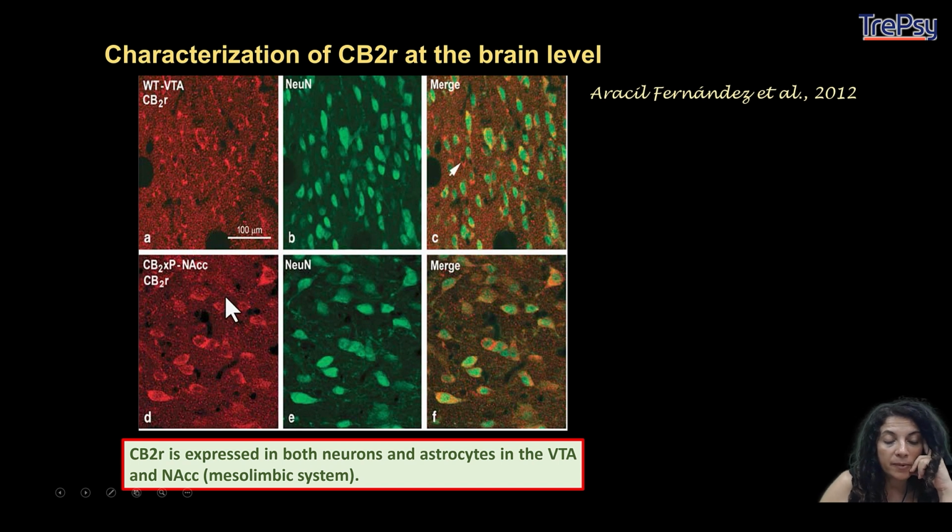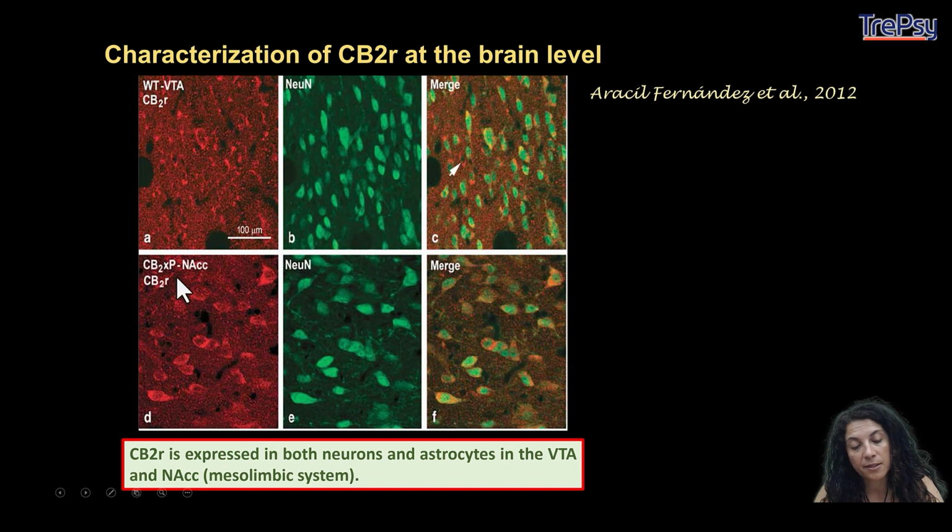In the nucleus accumbens, we did the immunohistochemistry, red CB2 receptor, green mature neuron, and the same. We can see the expression of CB2 receptor in the cytoplasm, and the nucleus in green. CB2 receptor is expressed in both neurons and astrocytes in the VTA and nucleus accumbens, part of the mesolimbic system.